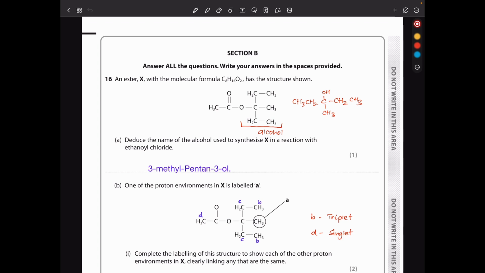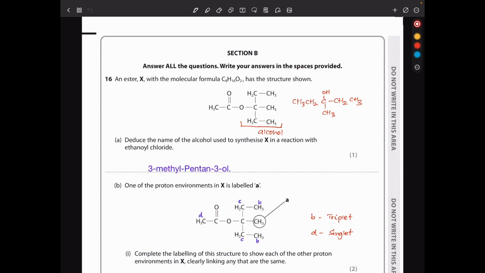In question 16, an ester X with a molecular formula C8H16O2 has the structure shown below, which is this one here. They ask for the name of the alcohol used to synthesize X in a reaction with ethanoyl chloride. So in this case, if this is the ester, this part comes from the ethanoyl chloride, and this other part should come from the alcohol. So the alcohol is drawn here, and we try to name it. We see from either side, this is carbon 3. So we have 3-methylpentan-3-ol.